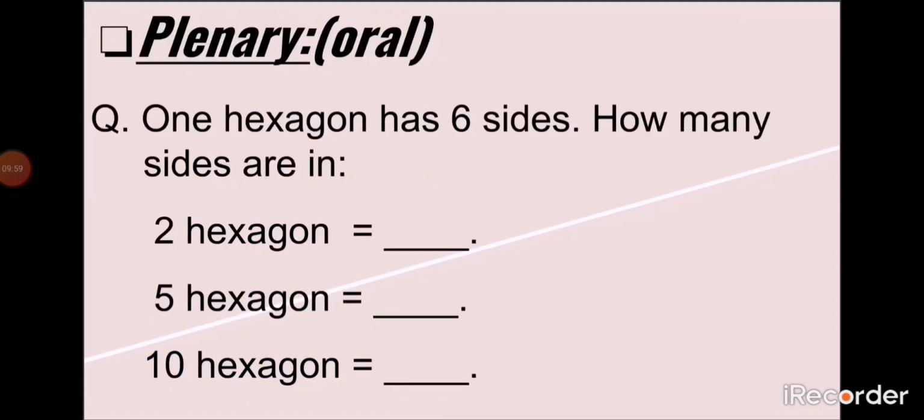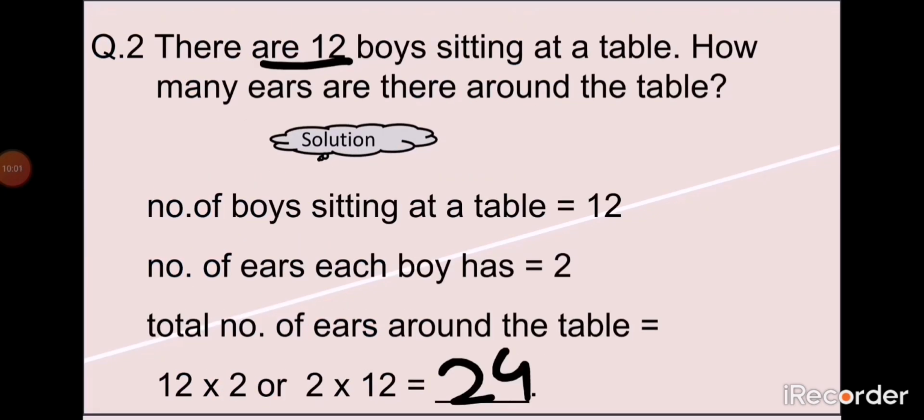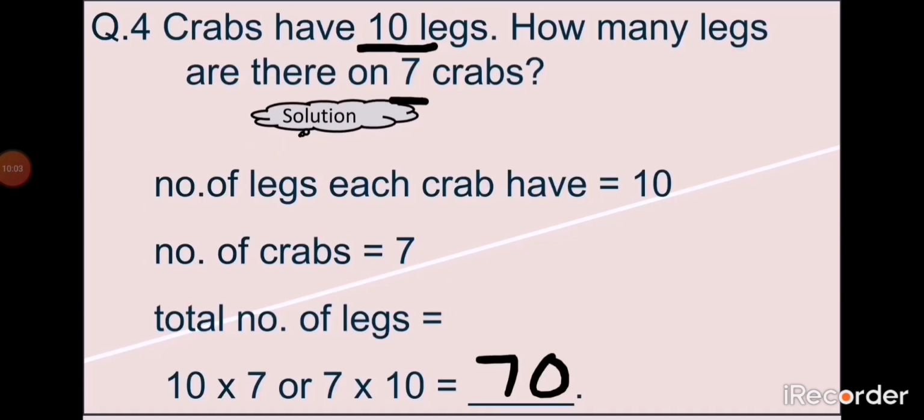Now, our preliminary. We have done all 4 questions. You do these questions in your notebook. Do 1 question on 1 page. And in the last question, you can also draw some crabs here with 10 legs and color them.